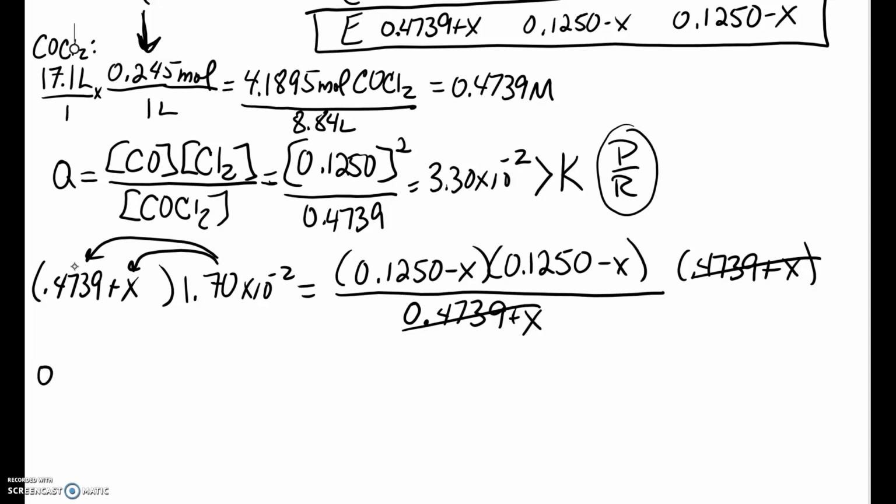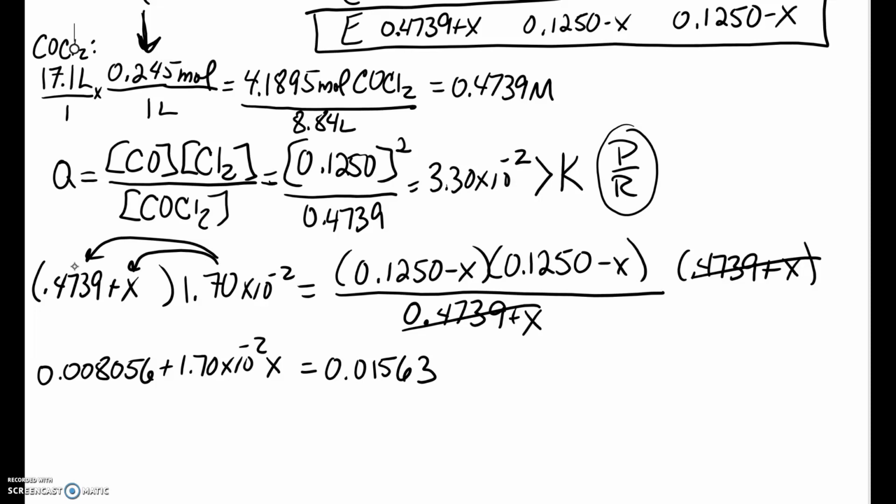That gives us 0.008056. And then we're going to multiply it by the plus X, and we get plus 1.70 times 10 to the negative 2x. Okay, over here we have to FOIL. First, episode 3. And what do we get? So the first, 0.1250 times 0.1250, is 0.01563.